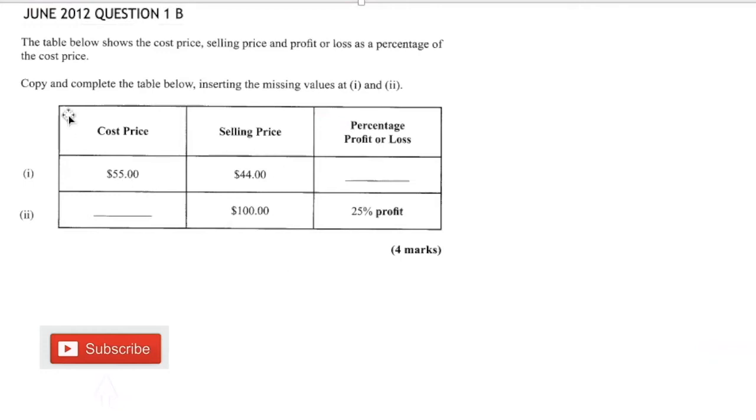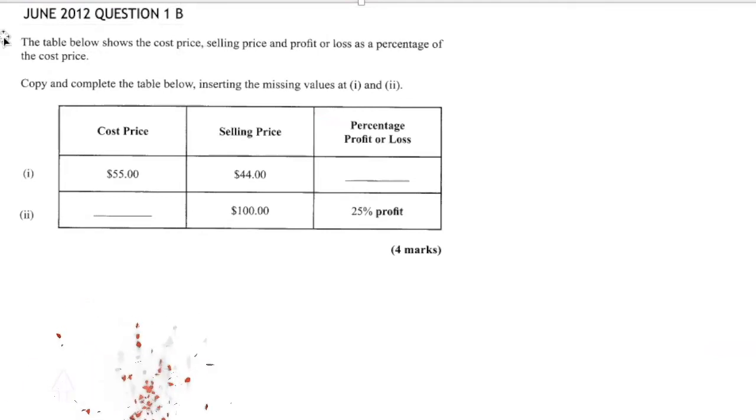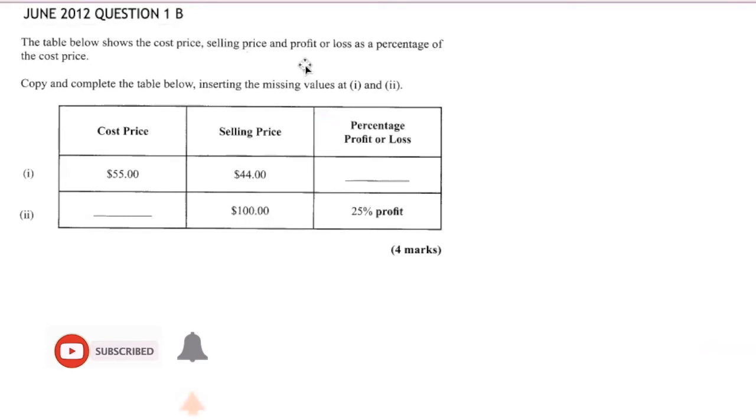It states, the table below shows the cost price, and this is the cost price, $55, and this is empty. Selling price, $44 and $100, and profit or loss as a percentage of the cost price. But we already have this diagram, so we just need to go ahead and calculate what is missing.